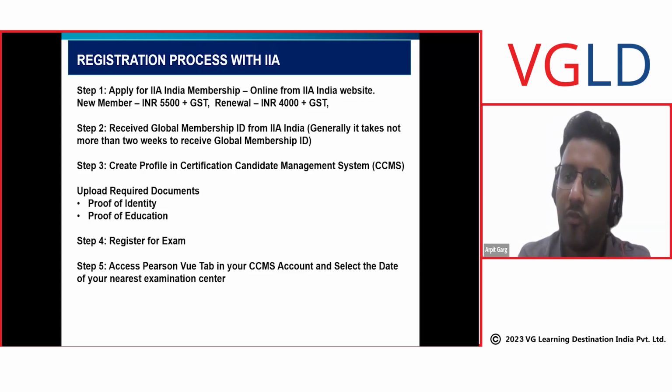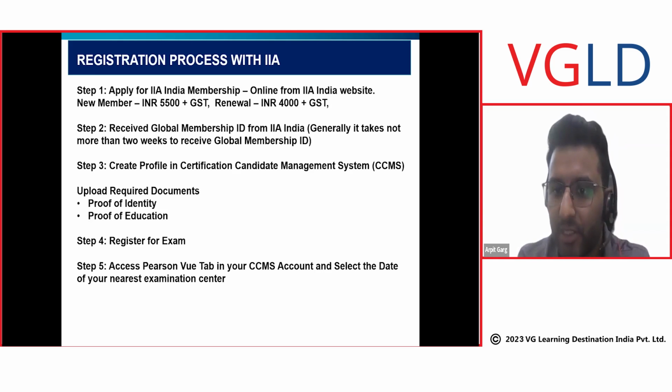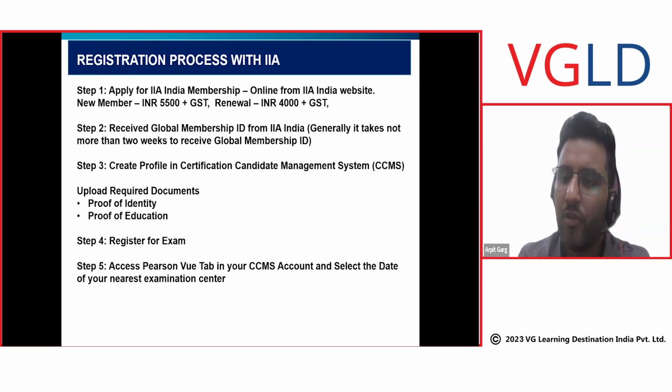After that, you will have to create your profile in a CCMS account. So you will get a link to the Certification Candidate Management System, the CCMS account, where you should update your profile in terms of proof of identity, where you will have to update your name, details, address, and support it with some identity proof, maybe passport, maybe voter ID, maybe driving license. Those documents are uploaded, and you will also have to upload proof of education. Proof of education as in your bachelor certification, your chartered accountancy certifications, any base certifications to enroll for the course.